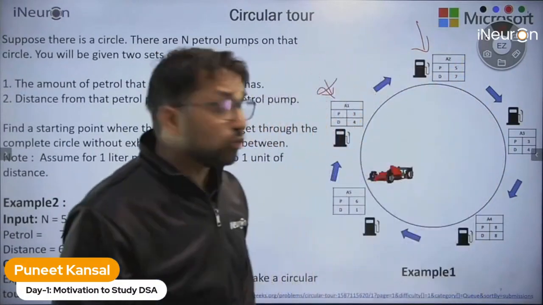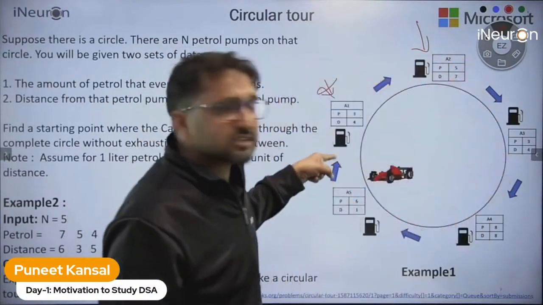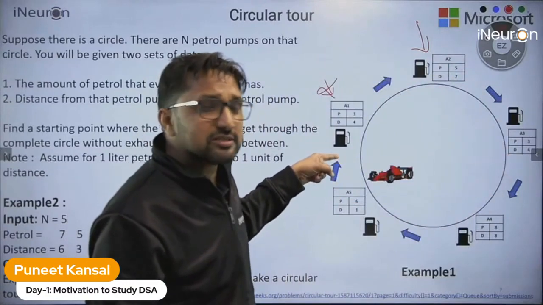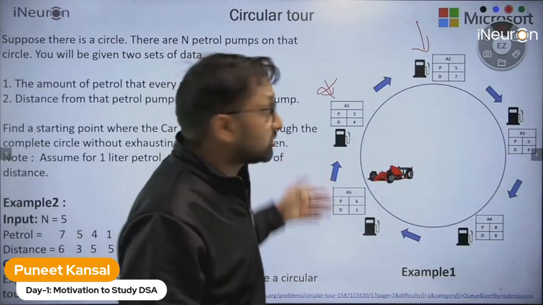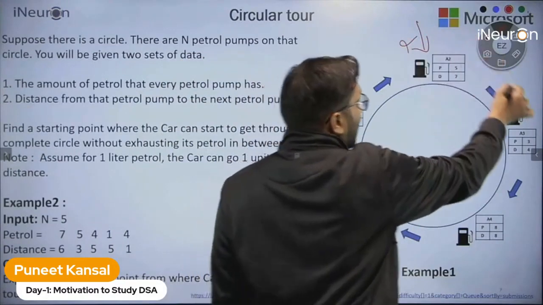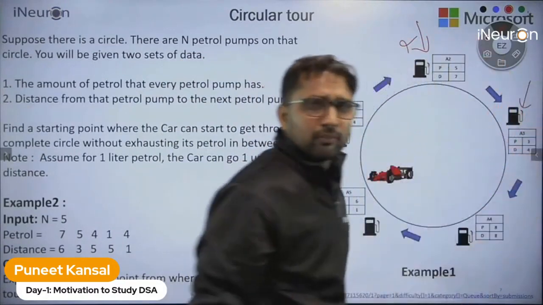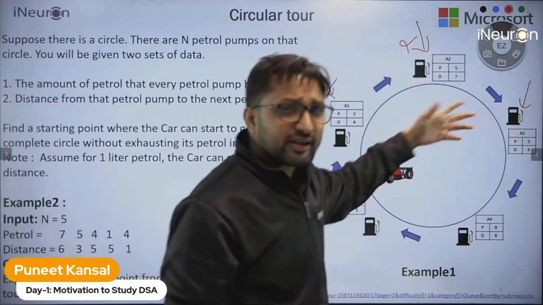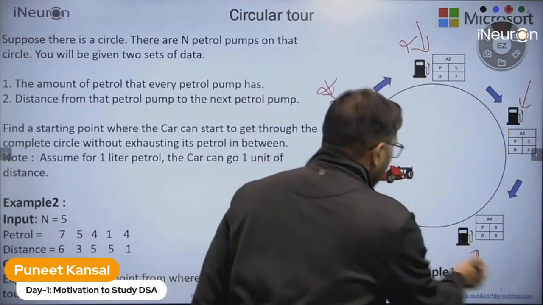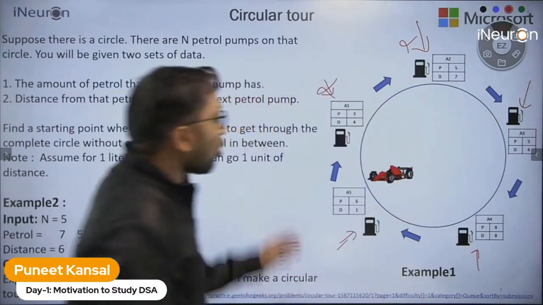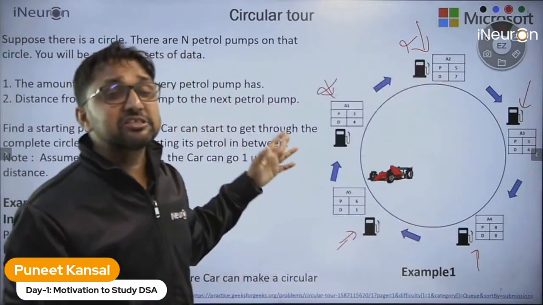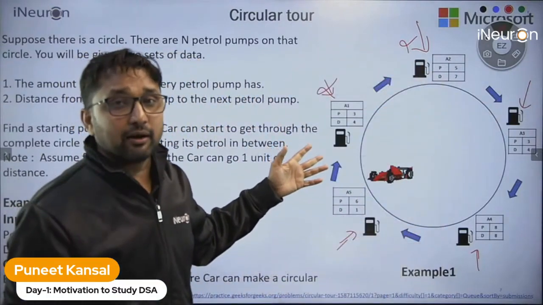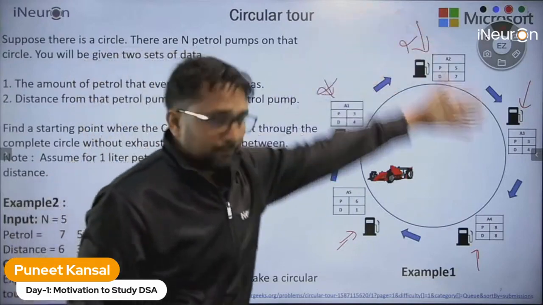Let me start from A2, again check. Can I visit all the stations? If I cannot visit all the stations, then okay, I will start from the 3rd petrol pump. Again I will check, can I reach back to A3 or not? If I cannot reach, I will start the next one. I will check all the possibilities. I will check each and every petrol pump, and definitely I will get one cycle.